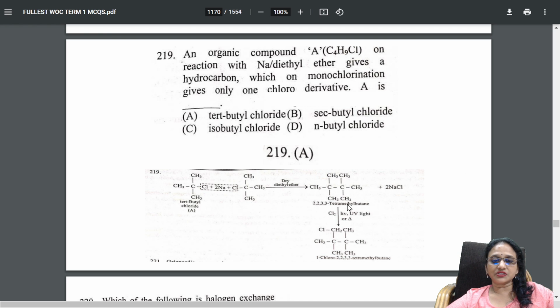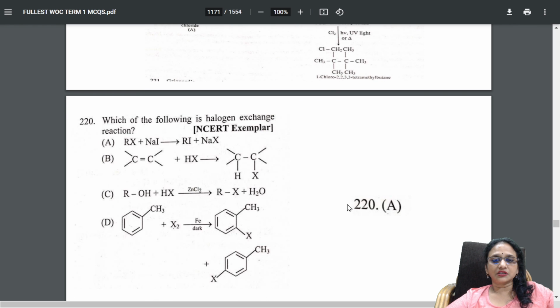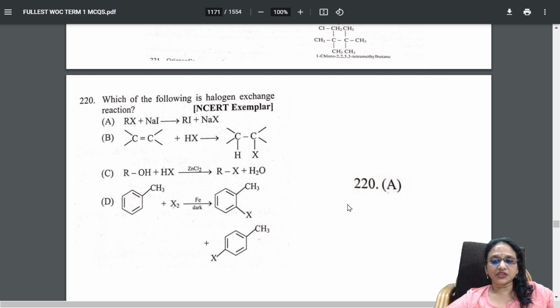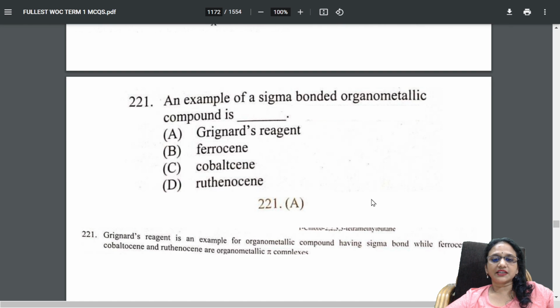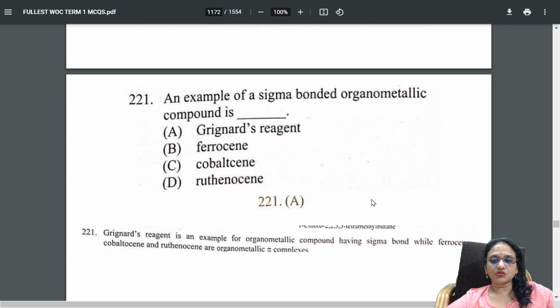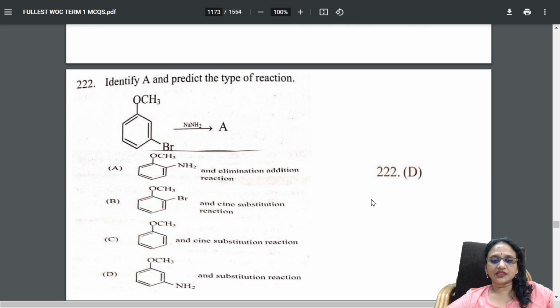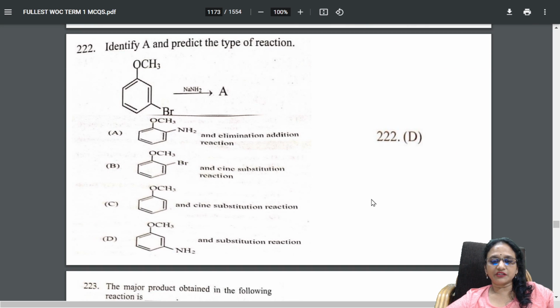So how to work out, it's given here. Further reactions of the name reactions. So they will give you which is the halogen exchange reaction. Swarts and Finkelstein are two halogen exchange reactions. So they will give you the reactions like this. So next one, example of sigma bonded organometallic compound, Grignard's. So like that, one question, identify the type, predict the type of reaction.